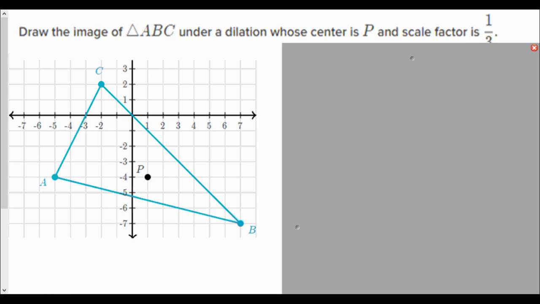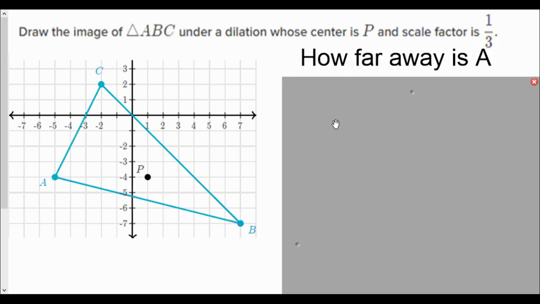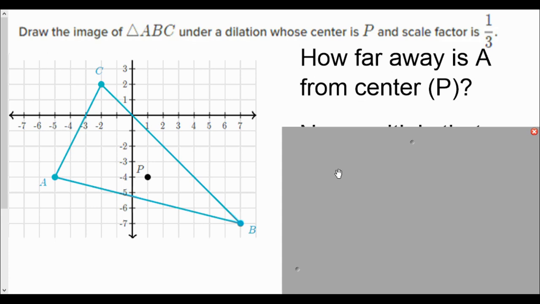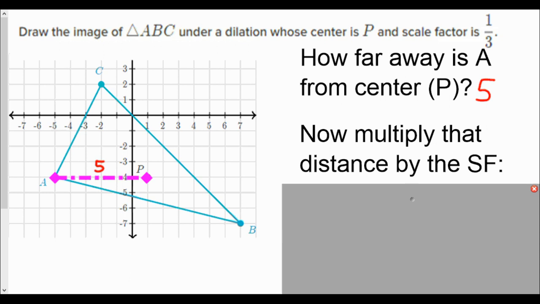So let's take a look at a different triangle here. This time we're going to have a scale factor of 1/3, but we're going to do it the same way. How far away is A from P? So let's see here. A's to the left of it. Okay, so that's easy enough, and it's actually on the same level as P, but I've made a mistake there. Let's see when I catch it.